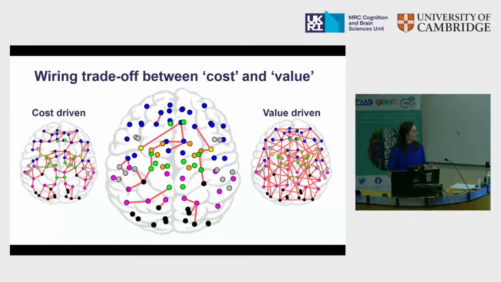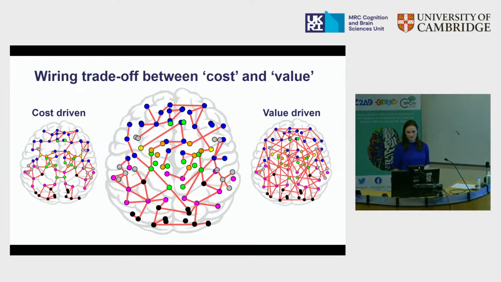People's actual network is a trade-off, or a wiring trade-off between cost and value. So people's brains appear to be organizing in a way that does minimize cost, but also allows for some longer-range connections to form that are valuable. And what's really interesting in a lot of the work that's being conducted with this type of simulations is that we see individual differences in people's wiring trade-offs.